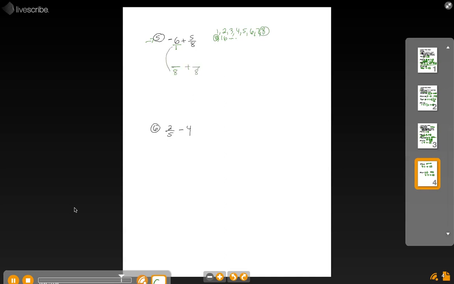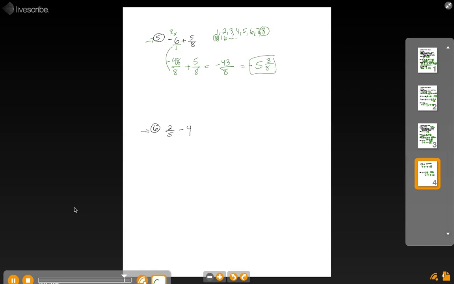So 8 divided by 1 is 8. And I've got to multiply that 8 times 6. And that second fraction doesn't change. So now let's just go ahead and take negative 48 plus 5. That comes out to a negative 43. Put it over 8. You can convert that back to a mixed number because 8 goes into 43 5 times, with a remainder of 3.